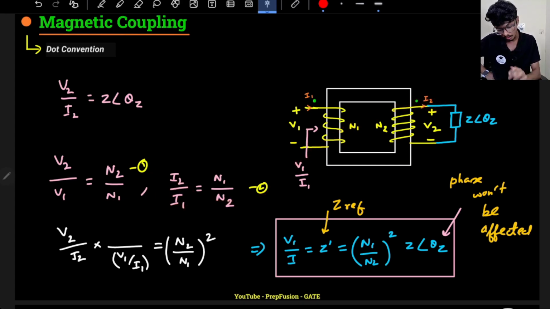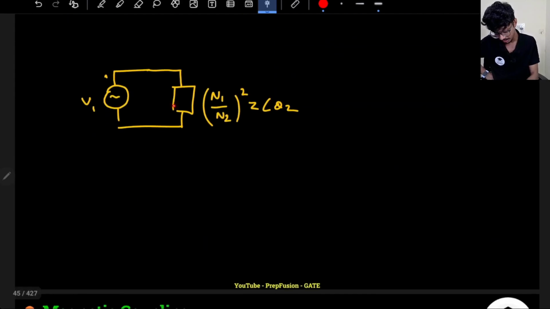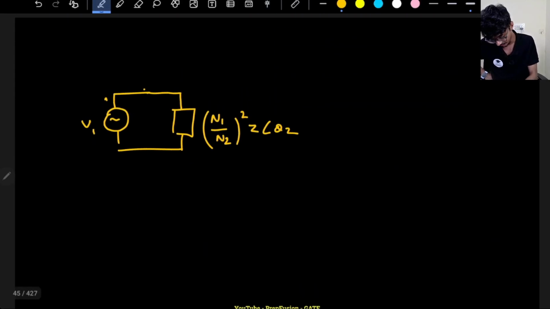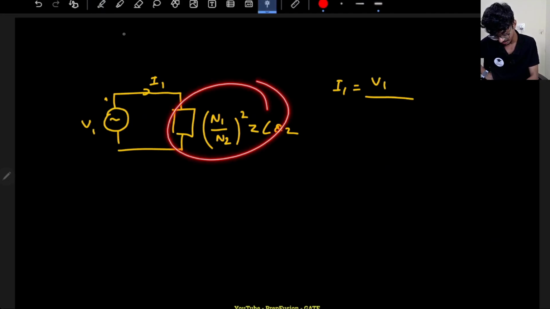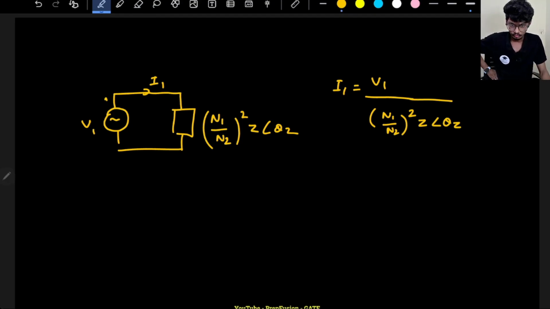This you can do, or you can directly take this impedance, refer it to the primary, and then directly solve the circuit. From here you can directly find out the value of I1. So I1 will be equal to V1 divided by the impedance value, whatever the impedance value is, that is N1 divided by N2 whole square into Z angle theta Z. That's it. Okay, so that's what you need to do. Got it? Very simple, right?